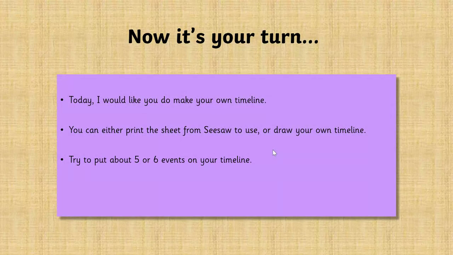Now try to put about 5 or 6 events on your timeline. I think I did about 6. Try and do 5 or 6 events. You can either write some words to describe your event. You could draw a little picture, or you could do both. You could have a picture with some words. It's up to you. I'd like you to decide.